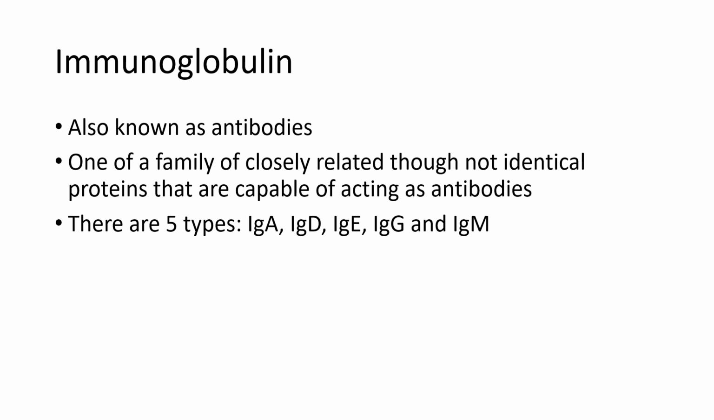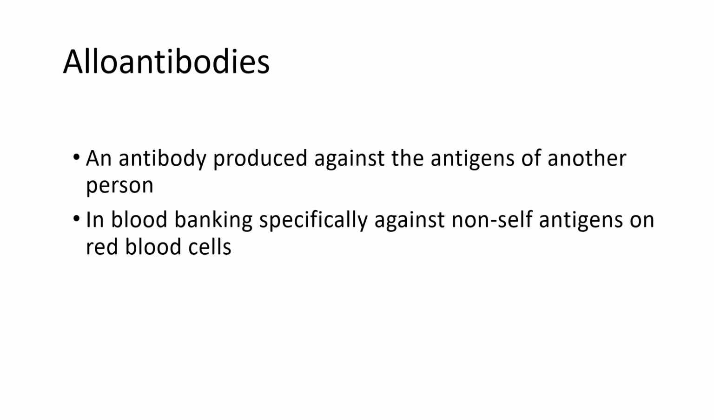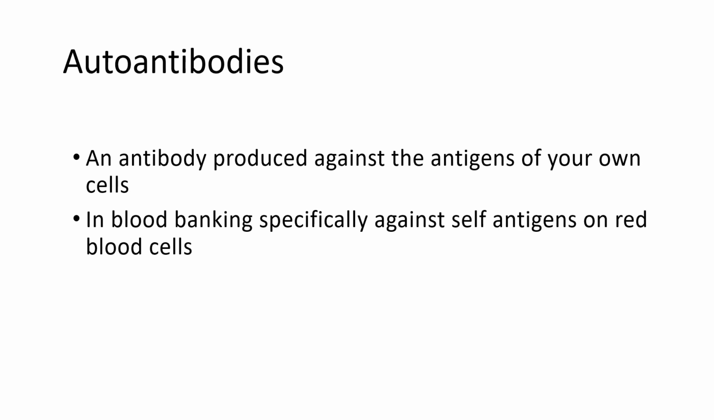Immunoglobulin, also known as antibodies: one of the family of closely related but not identical proteins that are capable of acting as antibodies. There are 5 types: IgA, IgD, IgE, IgG, and IgM. Alloantibodies: an antibody produced against the antigens of another person. In blood banking, specifically against non-self antigens on red blood cells. Autoantibodies: an antibody produced against the antigens of your own cells. In blood banking, specifically against self-antigens on red blood cells.